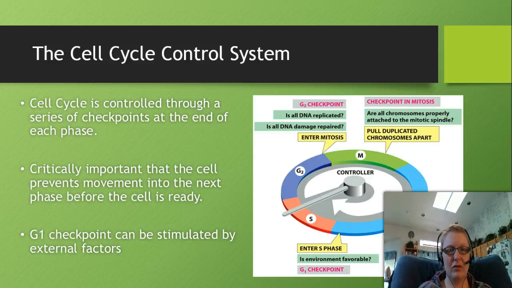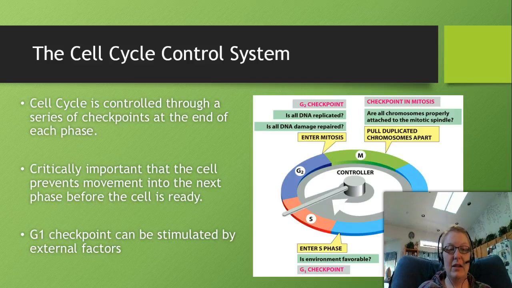We've been talking about control all semester. We talk about all the feedback loops and everything. And it's important that we understand that the cell doesn't just uncontrollably divide, unless we're talking about cancer cells or something that's gone wrong. And the cell cycle is controlled through a series of checkpoints, and you can see some of these checkpoints here on this slide.